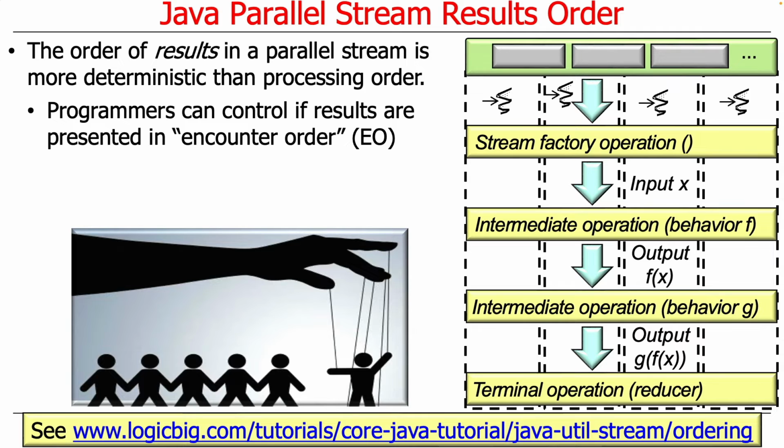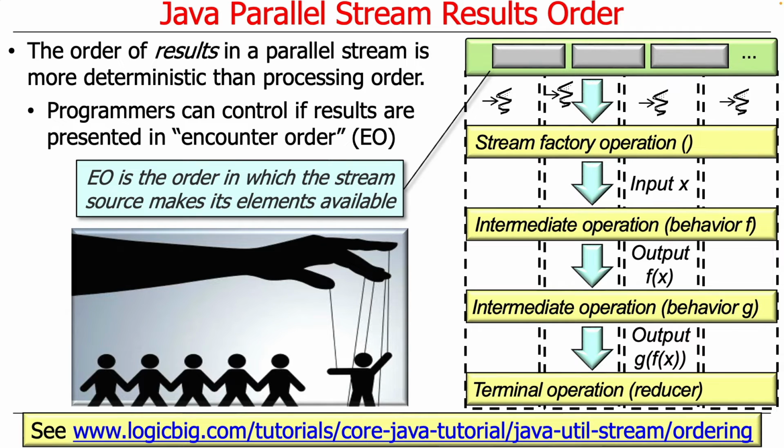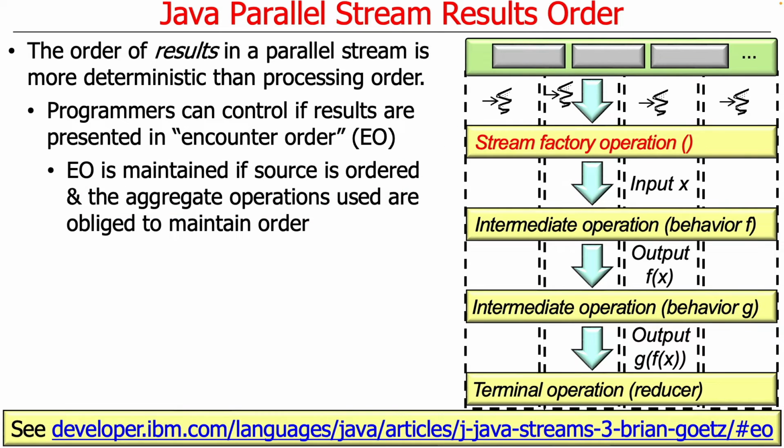So let's talk a bit more about what encounter order is. Encounter order, or EO, is the order in which a stream source makes its elements available. So again, I always like to think about this as sort of left to right, although that's not always the right metaphor to use. It's really the order in which the spliterator processes things. So encounter order is maintained if the source is ordered. As we've seen, you have different sources like array lists versus hash sets, and the aggregate operations that are used in the stream don't change the order. So if those characteristics hold, then encounter order will be maintained.